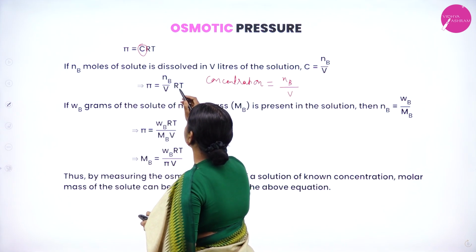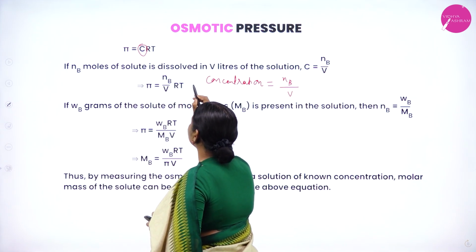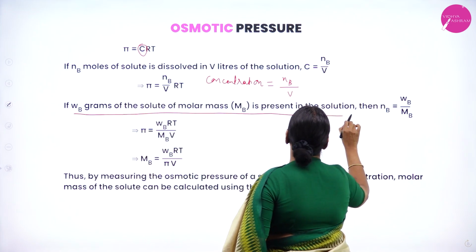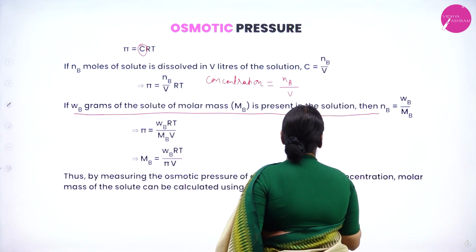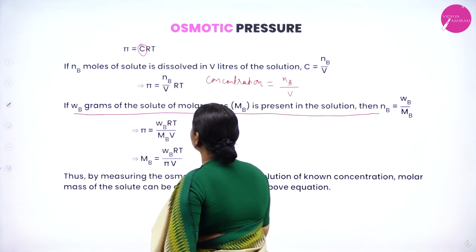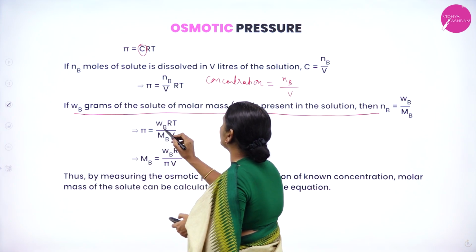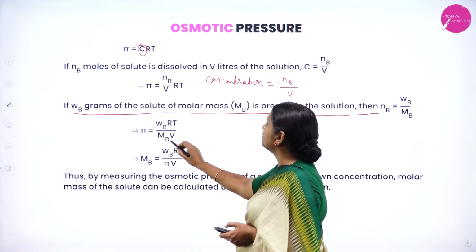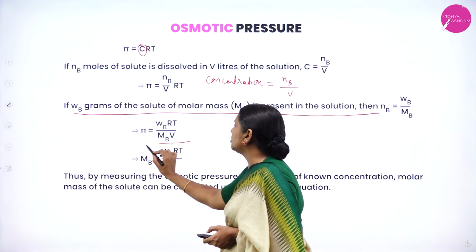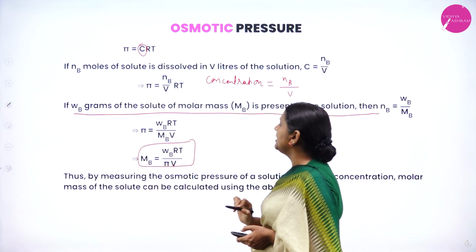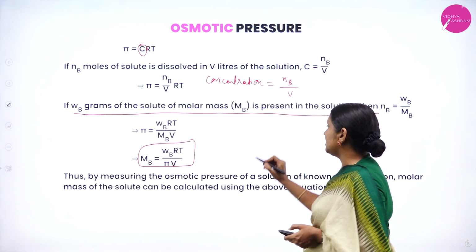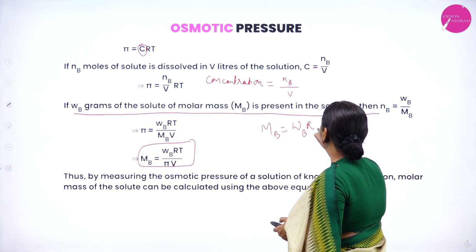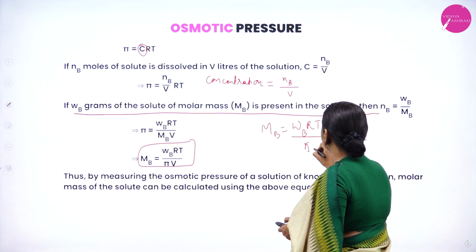So, pi is equal to NB divided by V into RT. If W grams of the solute of molar mass MB is present in the solution, then NB is equal to WB divided by MB. When you substitute this, pi is equal to WBRT divided by MB into V. Therefore, MB is equal to WBRT divided by pi V. This is the formula for the molecular mass.